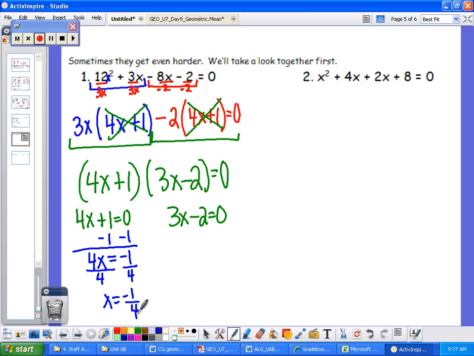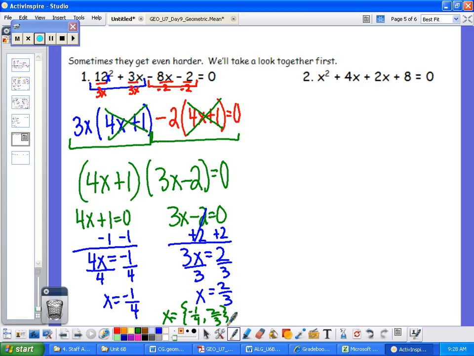You work through it on your own, and I'll work through it, and then you look up and see if you got the same answer. I hope you got x equals 2/3. Remember, we're not finished until we write that solution set. Negative 1/4, comma, 2/3. And our last one for today, because you're going to do the next two all by yourself.